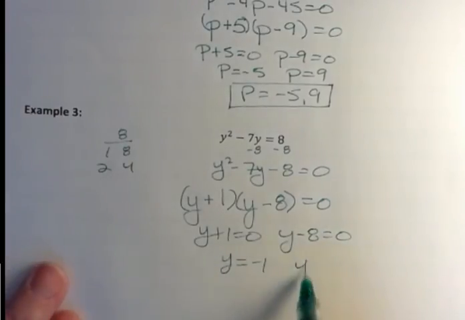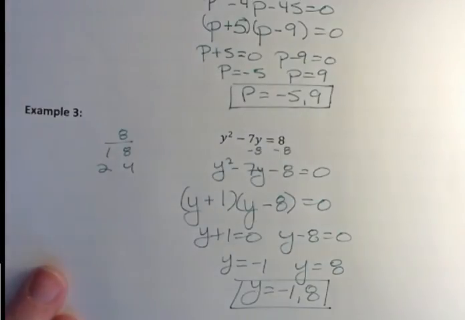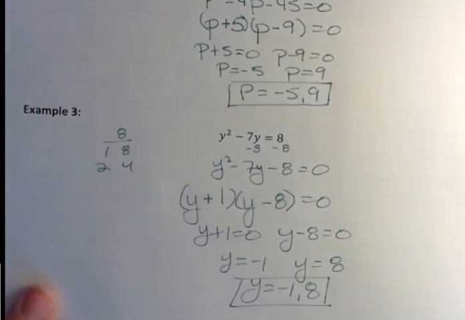y is negative 1 or positive 8. So I would say y is negative 1 or 8. That's it. That's the solution. It makes sense that we have two answers because we had something to the second power.